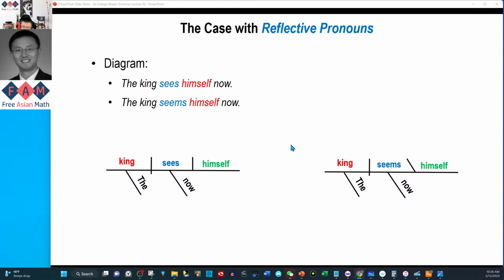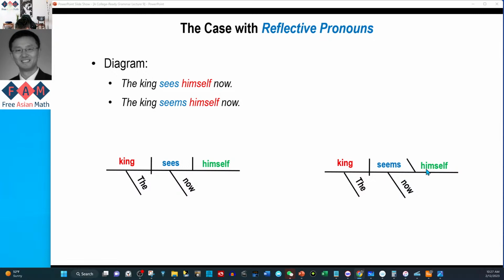Now, the king seems himself now. Seems here is not a transitive verb. It's a linking verb. Remember which pattern this is? You have a linking verb. It's followed by a noun. So therefore, the diagram is really himself goes back to king. We know that. This is how this linking verb works. So it's very different in terms of structure between those two sentences, because the meaning dictates that one is a straightforward subject, verb, and object. But here seems is truly a linking verb.